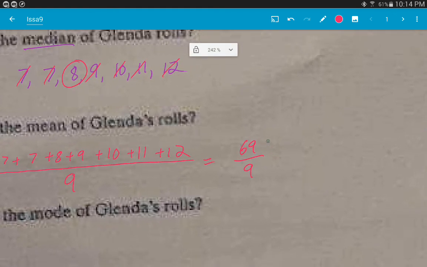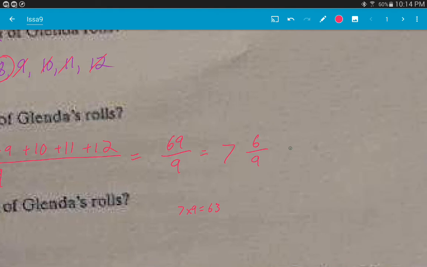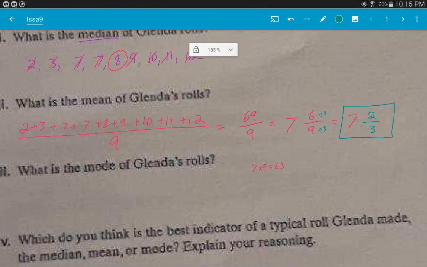That's going to be either an improper fraction, like it is now, or it can be broken into a mixed number. 9 goes into 69 7 times, so 7. 7 times 9 is 63, so that means we have 6 left over. 6 over 9. And we can simplify that fraction. If we divide by 3, 6 divided by 3 is 2, and 9 divided by 3 is 3. And that would be the mean of her rolls.